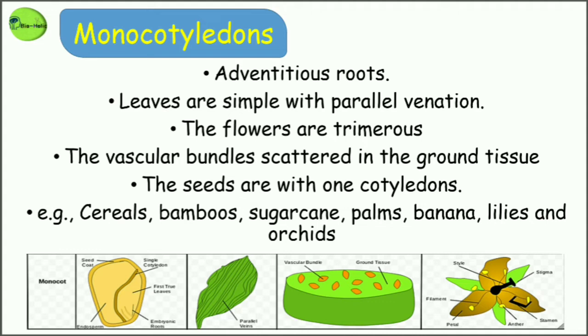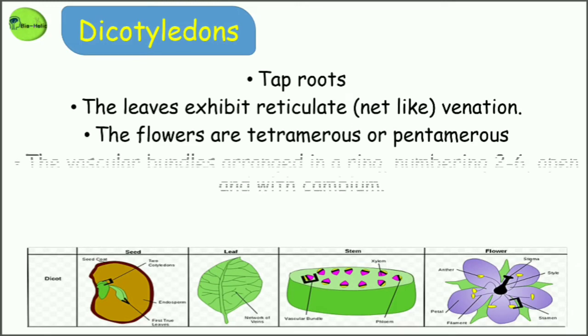They are many in number, and they are closed and without cambium, and the seeds of these monocotyledons have one cotyledon, as their name suggests. Now the examples are cereals, bamboos, sugarcane, palms, banana, etc. Okay. Next is dicotyledons.